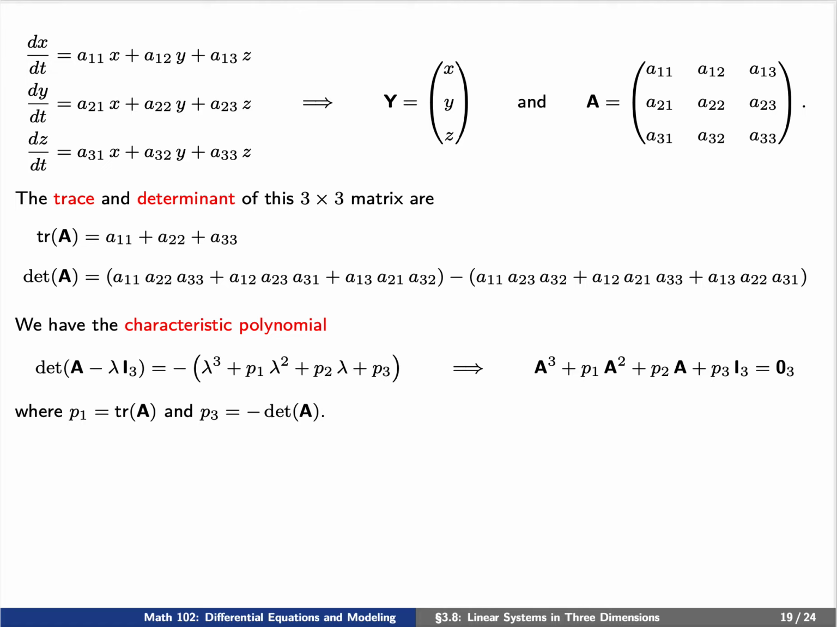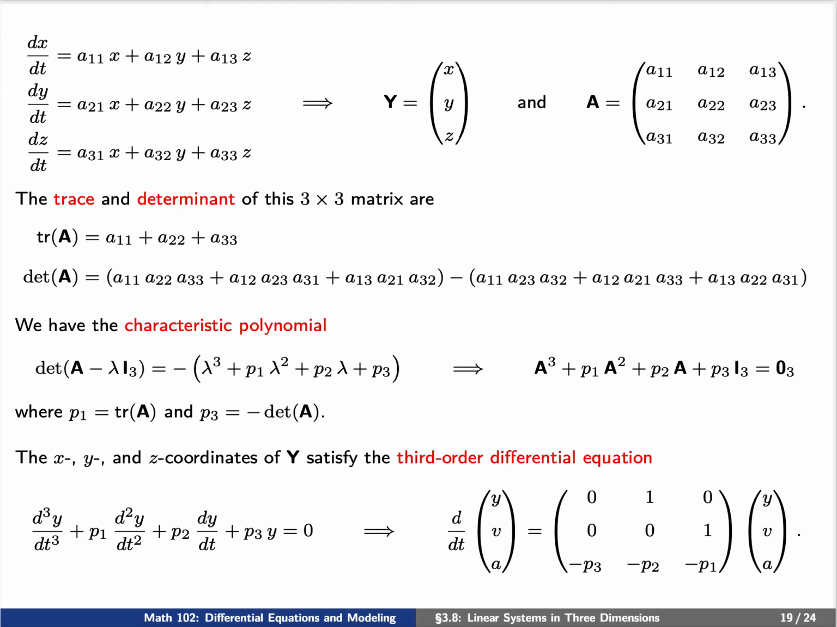Just like with the 2 by 2 matrices, we find a curious identity involving the 3 by 3 matrices. Here, A cubed plus p sub 1 times A squared plus p sub 2 times A plus p sub 3 times the 3 by 3 identity matrix equals the 3 by 3 zero matrix.